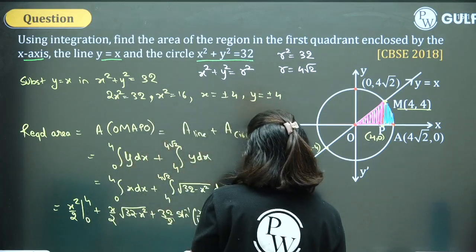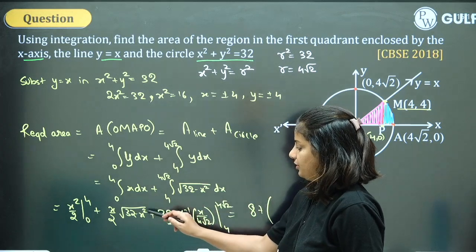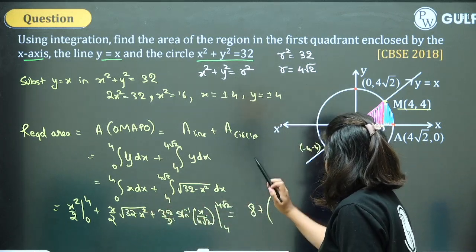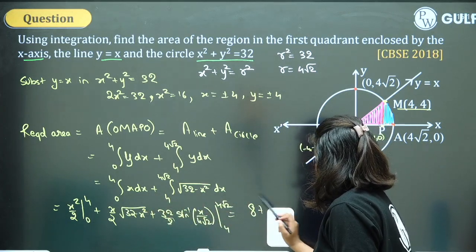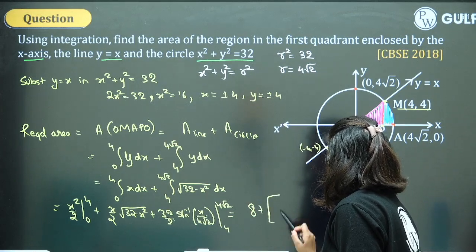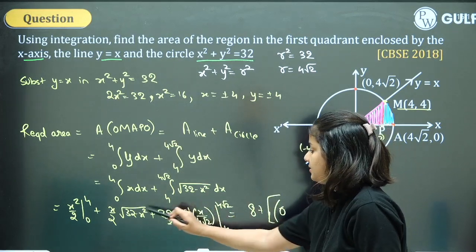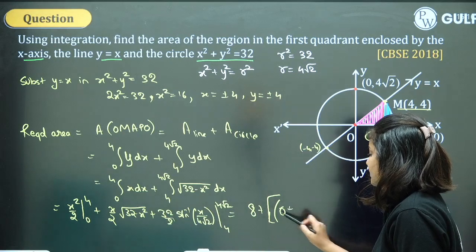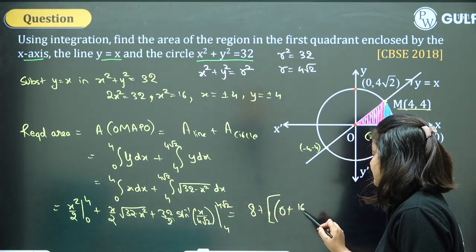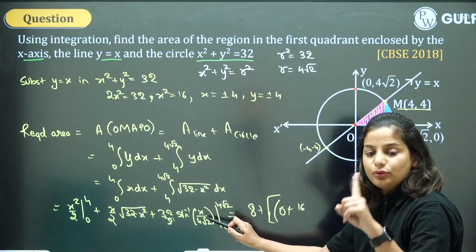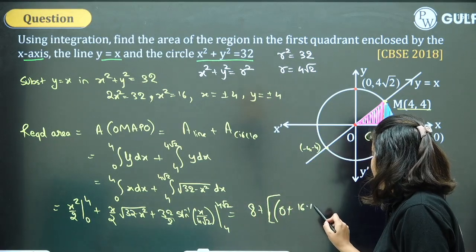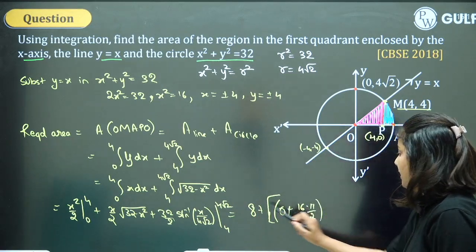For second part, you will now put x as 4 root 2 here. First term will become 0. Square bracket, upper limit, first term 0. And second term 32 by 2 is 16. 4 root 2 upon 4 root 2 is 1. Sin inverse of 1 is pi by 2. ये हो गया upper limit.